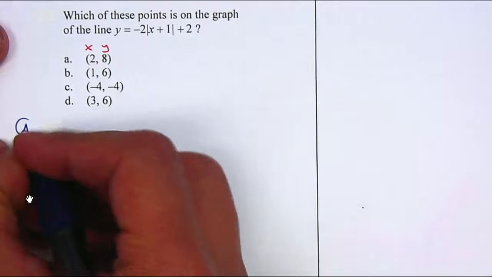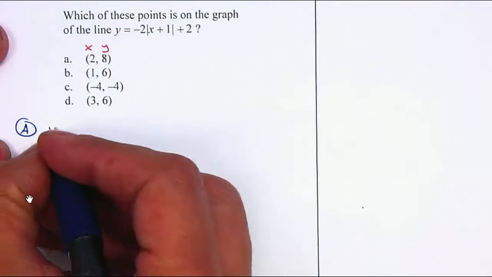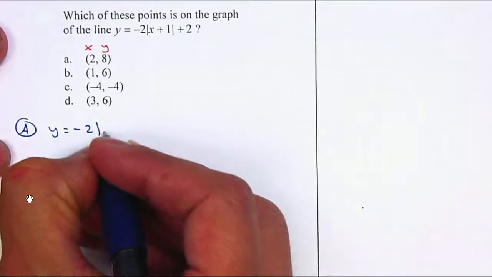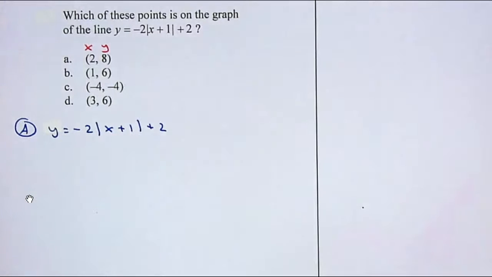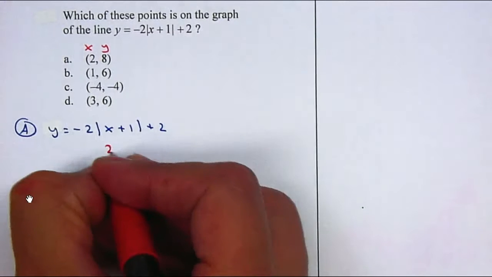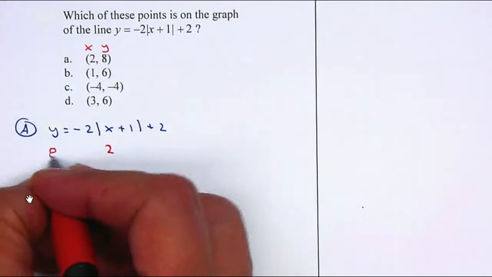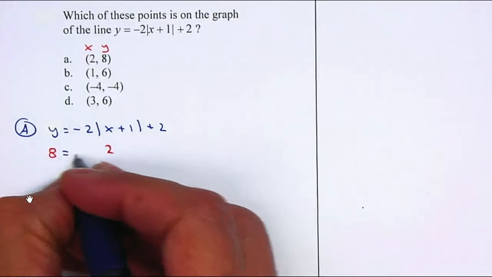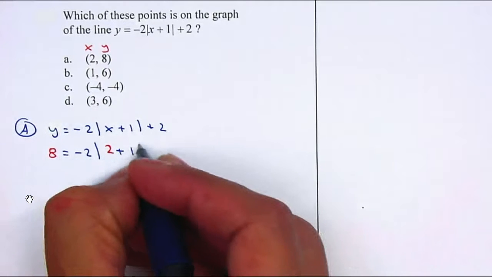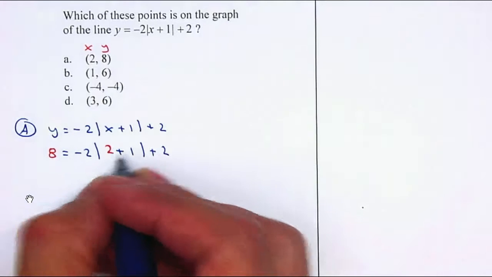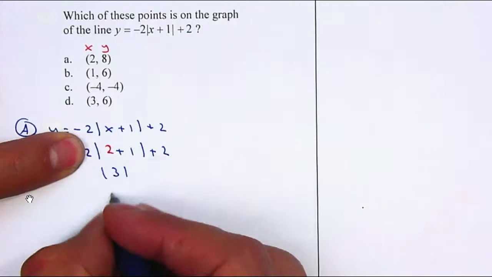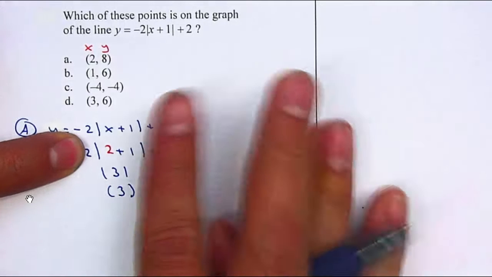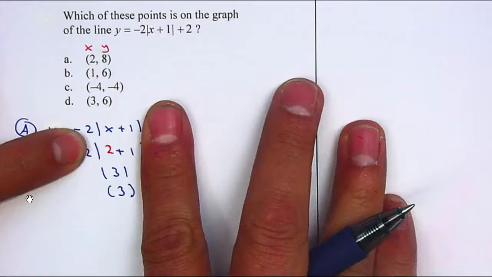So letter A, y is equal to negative 2 times the absolute value of x plus 1, plus 2. Instead of the x, I'm going to plug in a 2. Instead of the y, I'm going to plug in an 8. Simplify what's inside the absolute value first, so it gives me 3. And the absolute value of 3 gives me positive 3. Remember that you want to simplify what's inside the absolute value first.